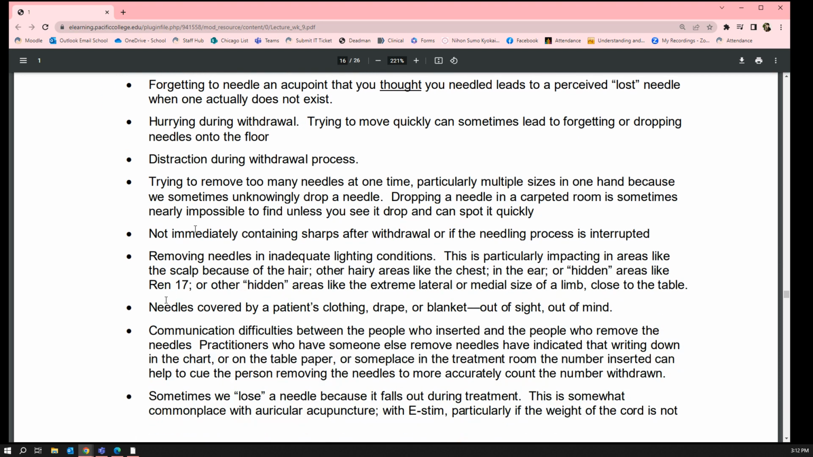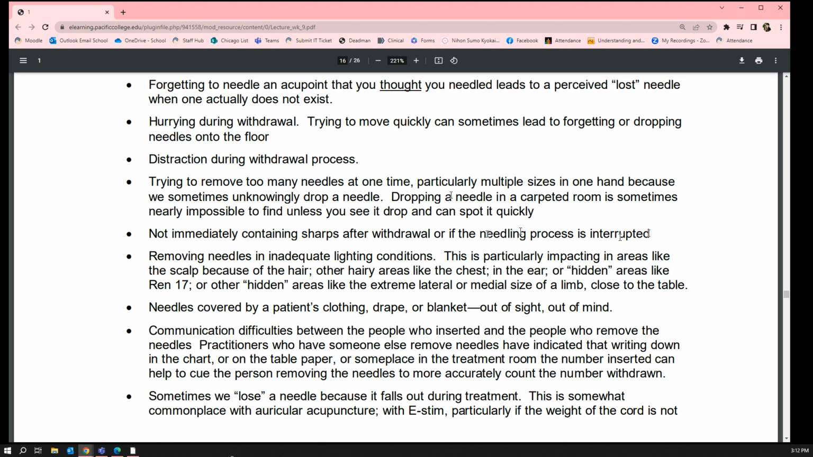Next one here, not immediately containing sharps after withdrawal or if the needling process is interrupted. So once a needle comes out of the package, it should immediately go into the patient. And once that needle comes out of the patient, it should immediately go into a sharps container. That will eliminate this problem.